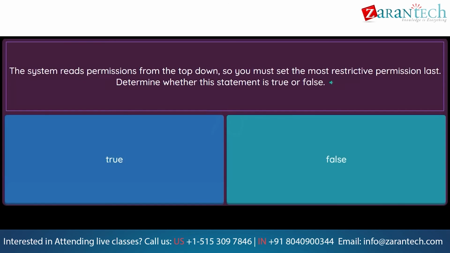Question: the system reads permissions from the top down, so you must set the most restrictive permission last. Determine whether the statement is true or false. Option 1 true. Option 2 false.